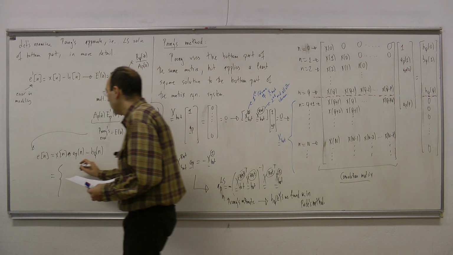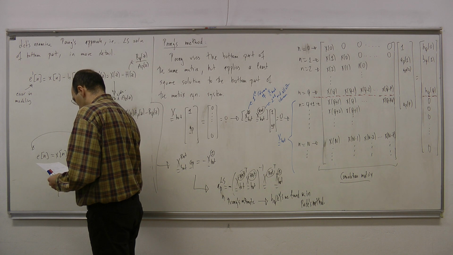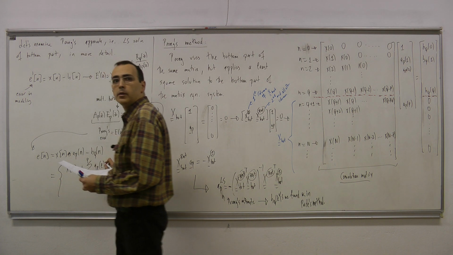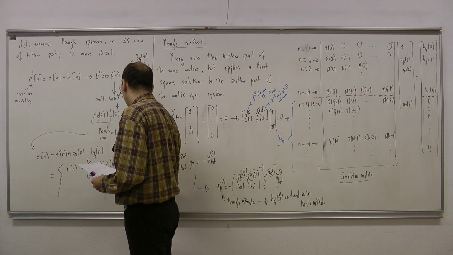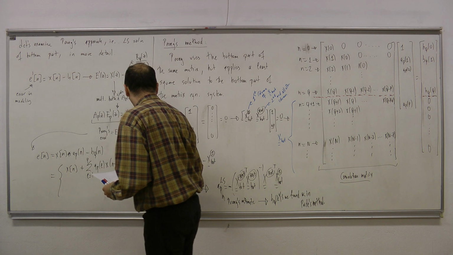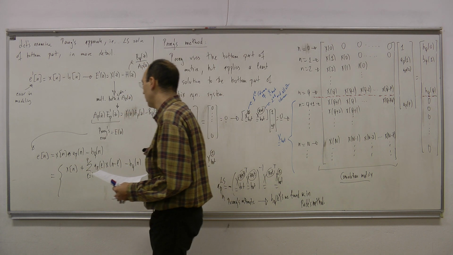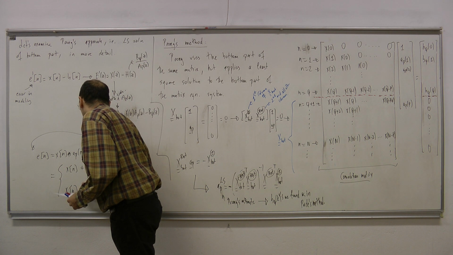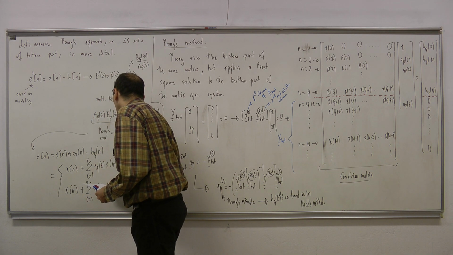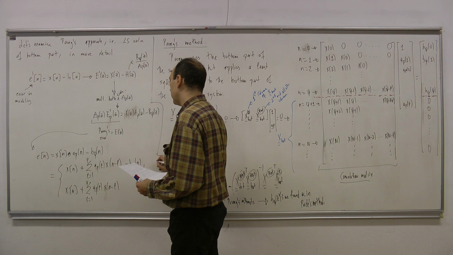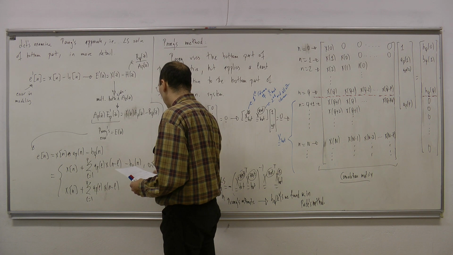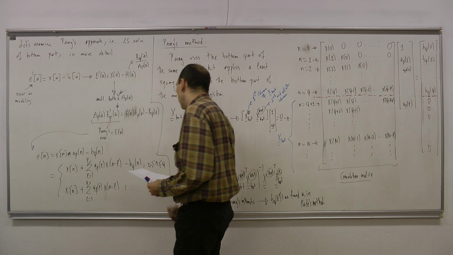But let me see, x of n plus the sum over l from 1 to p of ap of l x of n minus l, minus bq of n. I'm writing this convolution out. This is for n from 0 to q, and this is for n greater than q.